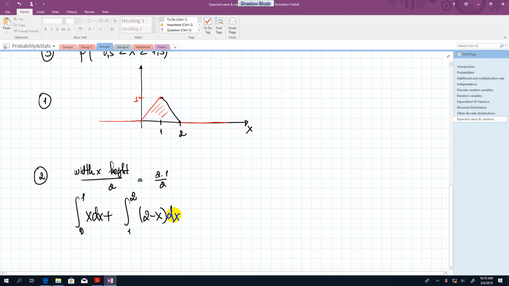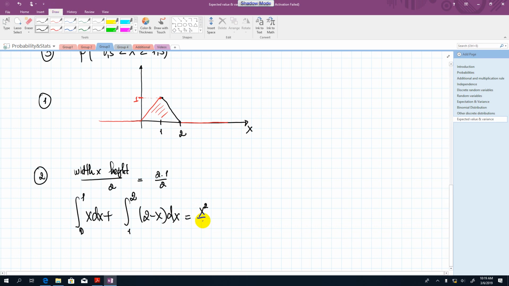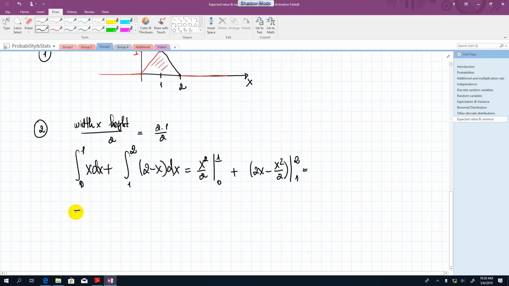So let us integrate this. What will be the integration of x? X squared over 2. Then we need to use the Newton-Leibniz formula and evaluate this, right? So 0, 1, plus what is the integration of t minus x? It will be tx minus x squared over 2. We need to put the values 2 and 1, right? So let us evaluate this. It will be 1 over 2, minus 0 over 2, plus 2 multiplied by 2 minus 4 over 2, minus 2 multiplied by 1 minus 1 over 2, right? So we just need to sum everything together.